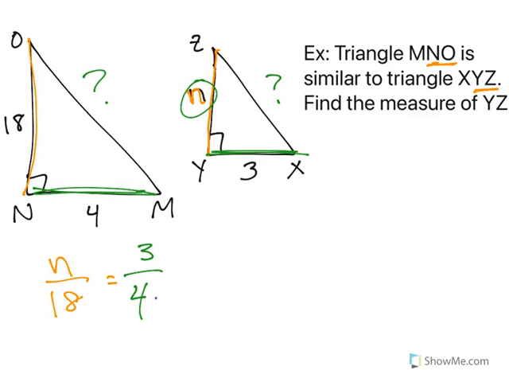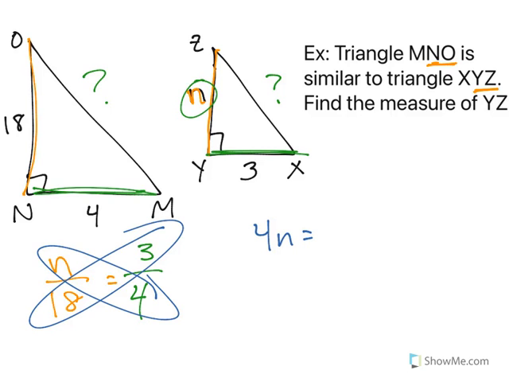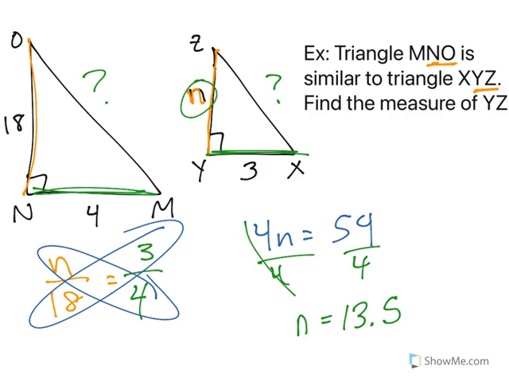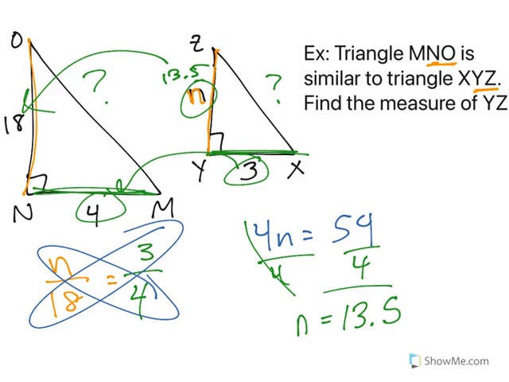And then we cross multiply. 4 times N is 4N. 3 times 18 is 54. Divide both sides by 4, and N equals 13.5. So again, thinking about this, 3 to 4, 3 to 4, a little bit bigger. If N is 13.5 to 18, a little bit bigger.